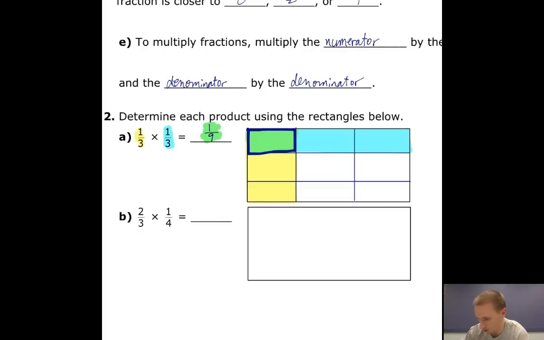All right, so we're going to take a look at one more example of the same kind of thing. We're going to show 2/3 times 1/4. So I'm going to divide into 3 columns, just like we did with the last one. And we're looking to shade 2 out of 3 of those columns. So I'll just do that in yellow.